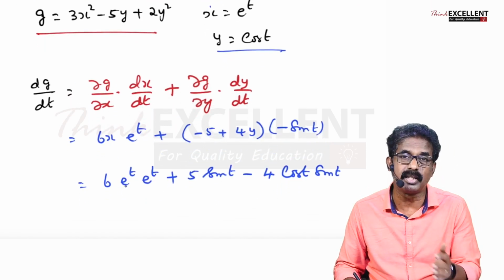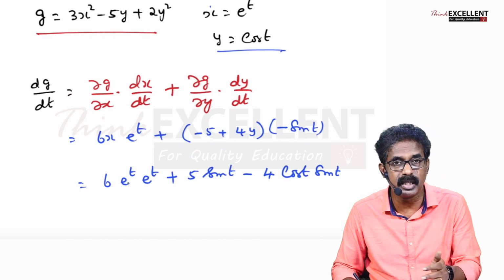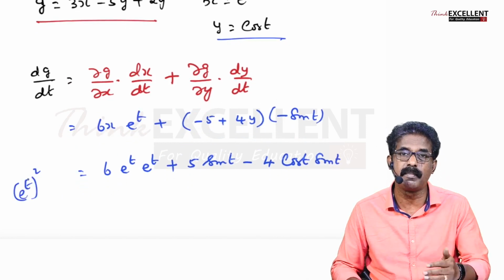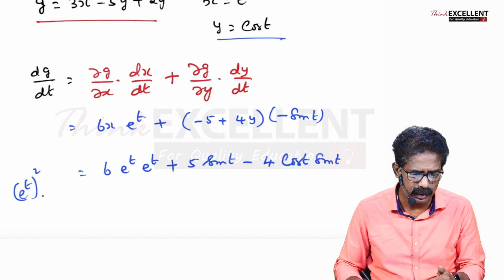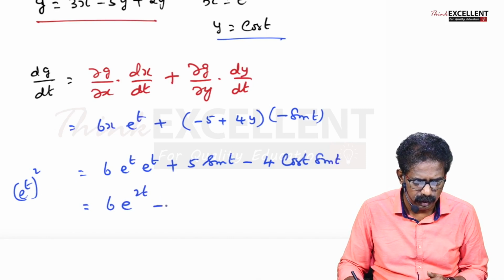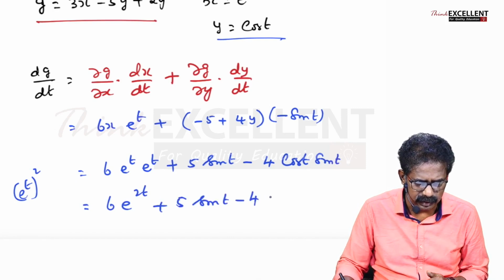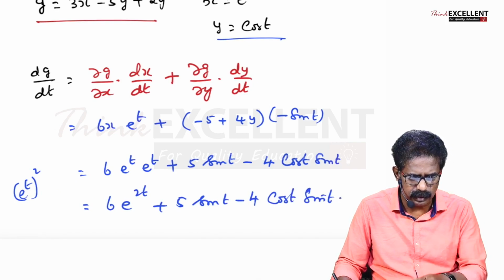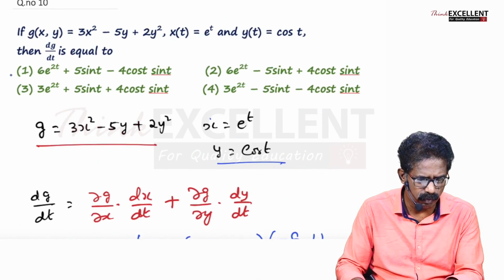e raised to t into e raised to t. What is that? e raised to t the whole square, right? a raised to m the whole raised to n is what? a raised to mn. So e raised to 2t. So 6 e raised to 2t plus 5 sin t minus 4 cos t sin t, or sin t cos t. So that is option number 1.